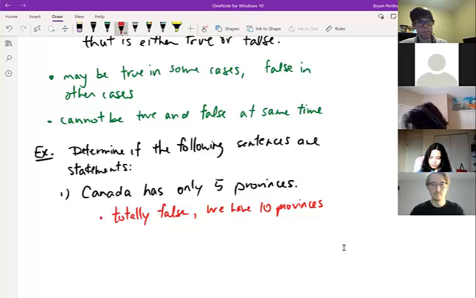Okay, so this is false. We definitely have 10 provinces. Since this sentence has a definitive truthfulness or falsefulness, it has to be a statement.